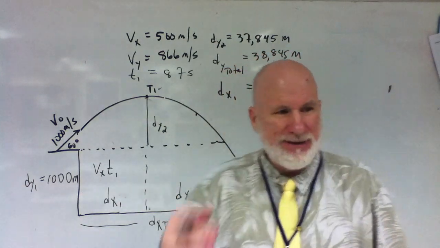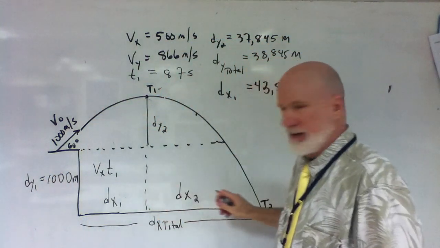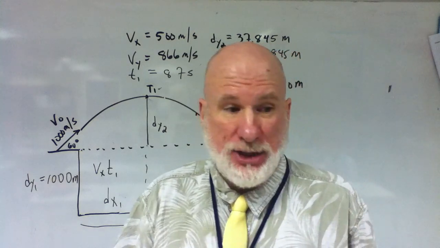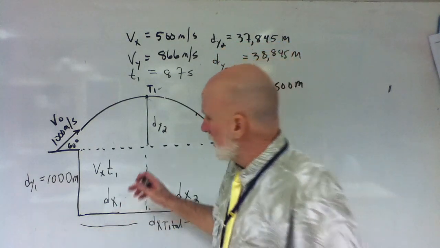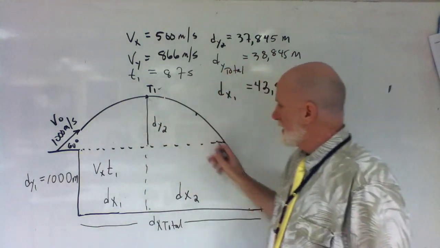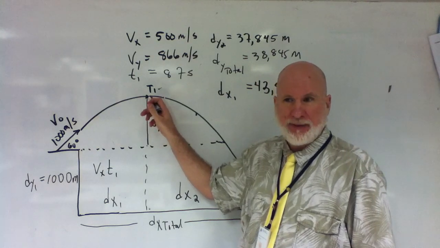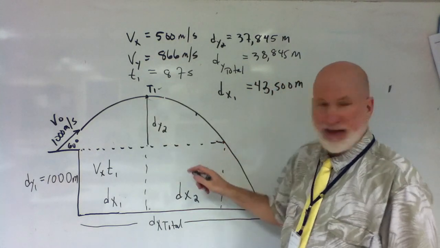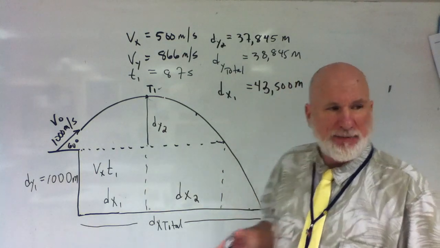Just now guesstimate. What is dx2 going to be, do you think? It's not going to be the same. It's going to be a little more, correct? Because you have this area. This was the perfect parabola. So this area here would be 43,000, correct? This distance. So you can see that it's going to be a little more.